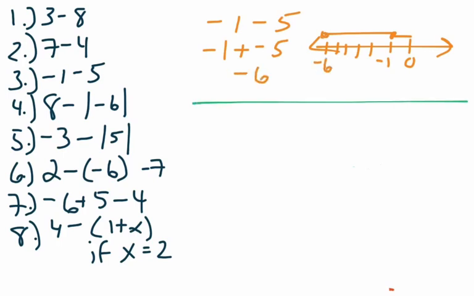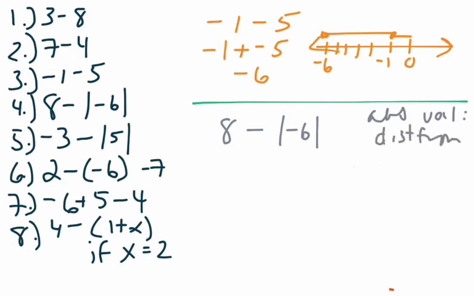For the next one, we have 8 minus the absolute value of negative 6. So you have to recall stuff. Absolute value is distance from 0. Okay, that's what it is. So instead of saying the absolute value of negative 6, you might say, well, the distance from 0 of negative 6.